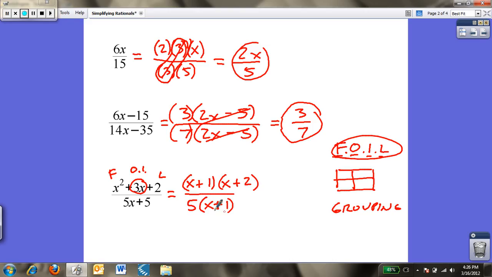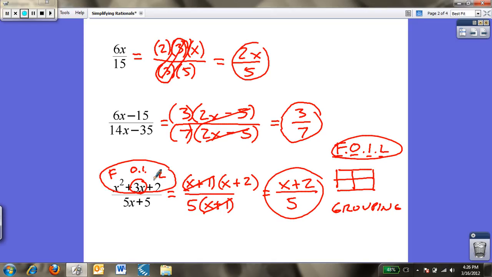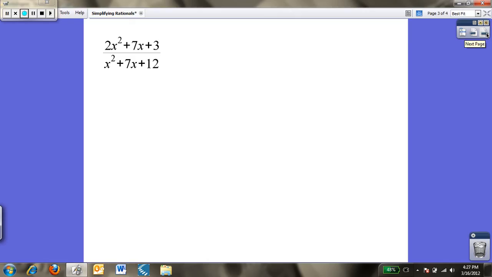So, again, now that everything's factored and it's all just multiplication problems, I can now cancel anything that matches, in this case this factor of x plus 1 with the one on the bottom, and my answer becomes x plus 2 over 5. Alright, let's do 2 more, and let's specifically look at these problems where we're factoring with FOIL or generic rectangles or grouping. Alright, here's our next one.